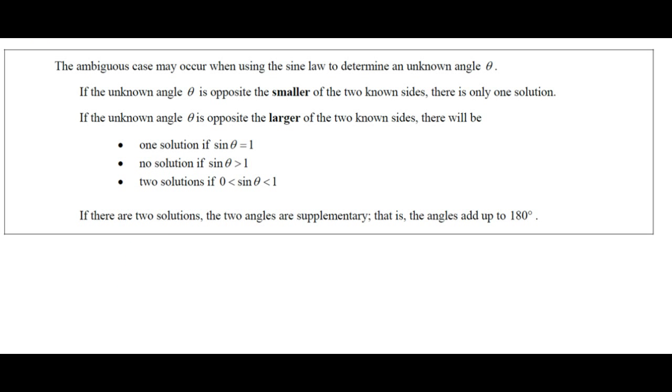If the unknown angle is opposite the larger of the two known sides, if sine theta is 1, you're just going to get the 90, right? I never solve for sine theta, I always solve for theta. So one solution if sine theta equals 1, this is if theta is equal to 90 degrees. No solution if sine theta is greater than 1. Again, I always solve for theta. You're going to get theta is equal to error, so it can't find a solution. So do the sine inverse to find the angle and not the sine. And then two solutions if sine theta is between 0 and 1.